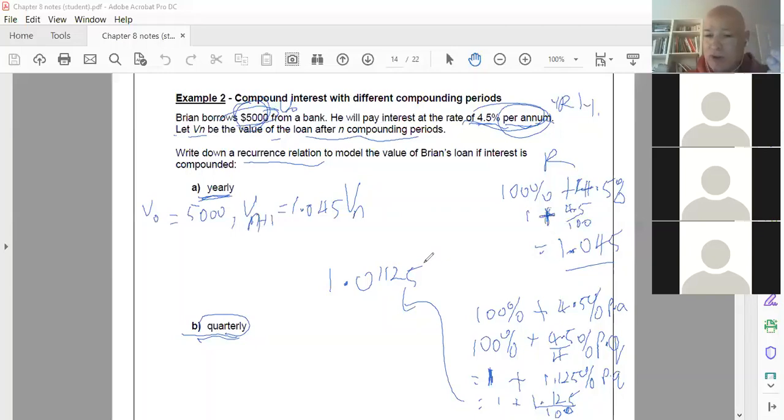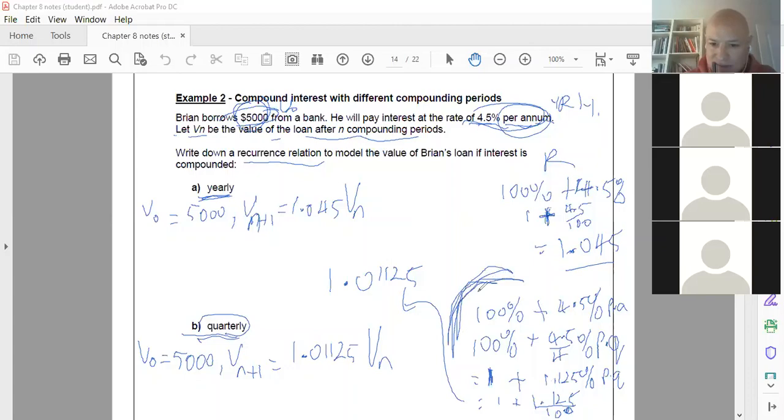You don't have to show all that working out. You can do it all in your calculator and just write down that answer. But until you get used to it, make sure you write it down. You can miss steps as well. So V of 0 here is 5,000. My V of n plus 1 equals, that's what we got, 1.01125 times V of n. Any questions on that one? Okay, I'll give you a little bit of time to work it out. If you want me to say anything about this section again, please ask me.